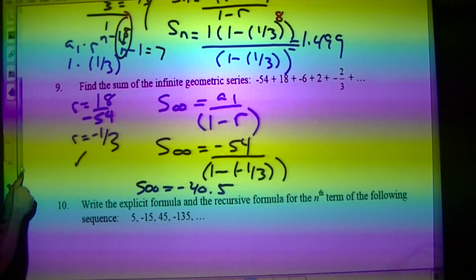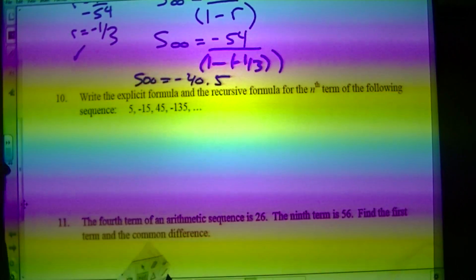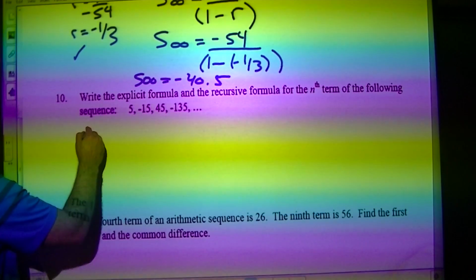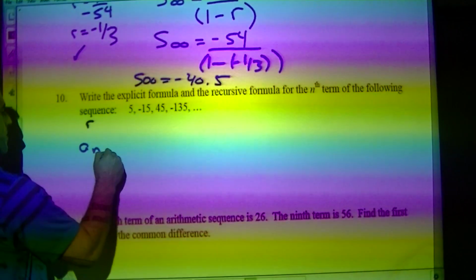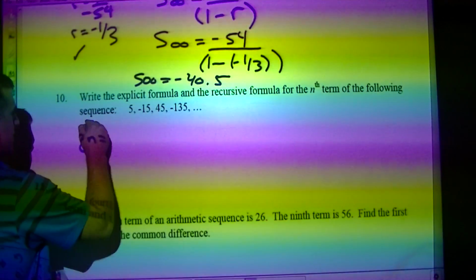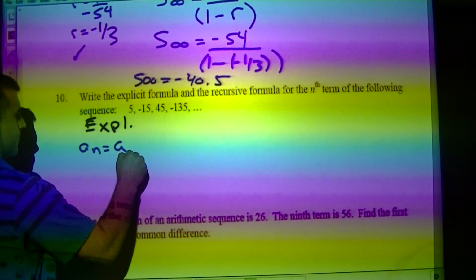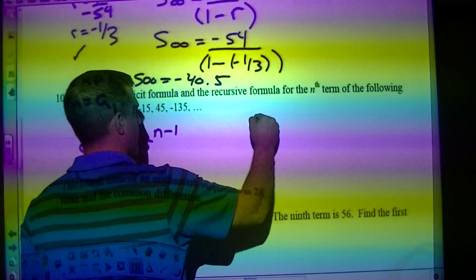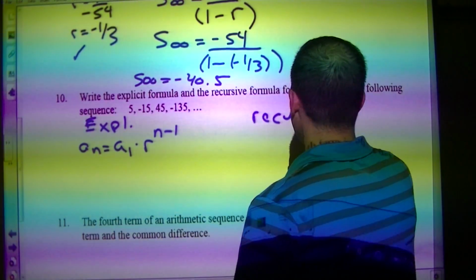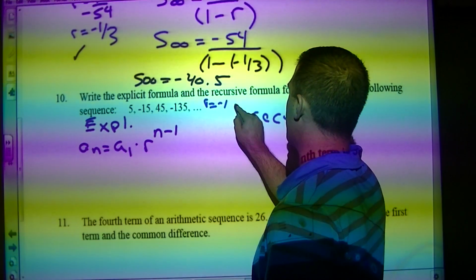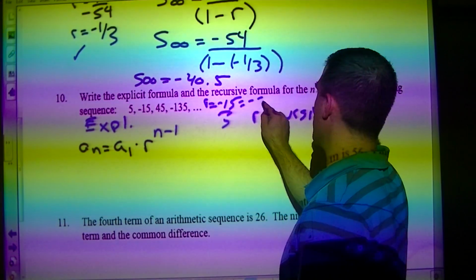Yep, all right. Write an explicit and a recursive formula for the nth term of the following. So this is a geometric one, okay? So the two geometric formulas are this. Here's the explicit. The recursive. And you got to ask yourself, well, what's happening here? Well, to get the rate there, that's negative 15 divided by 5, which is negative 3, okay?